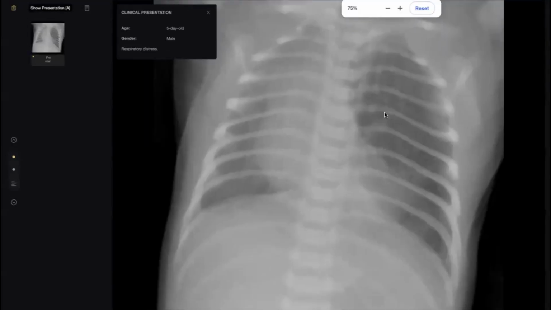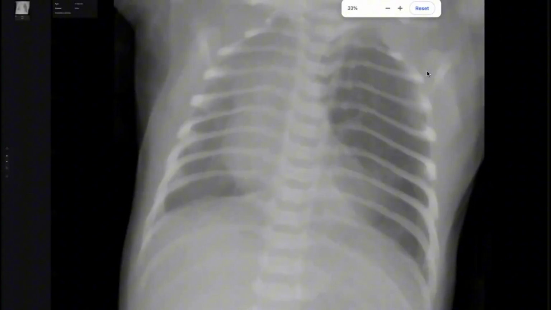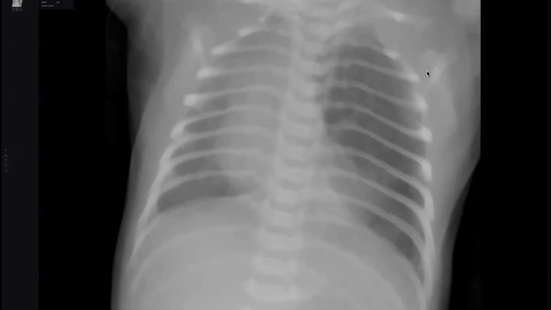Welcome, doctor. A 5-year-old male patient with respiratory distress. Go on. Yeah, so this is a chest X-ray, frontal view. I can see that there is a left upper lobe increased attenuation, hyperlucency with internal septations and a bulging, convex contour.